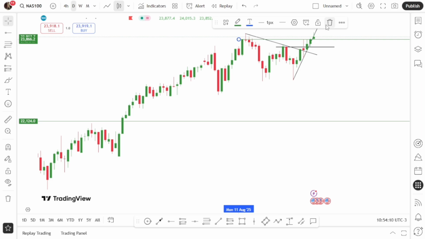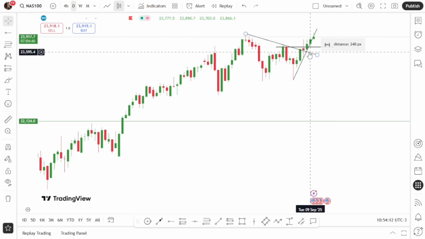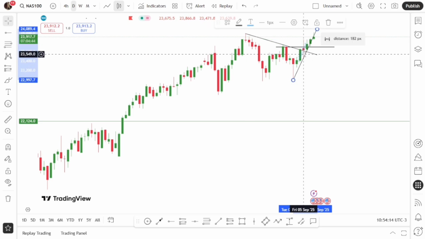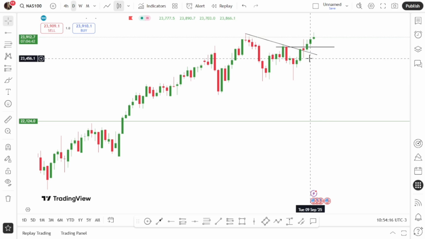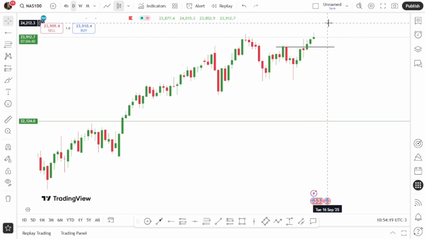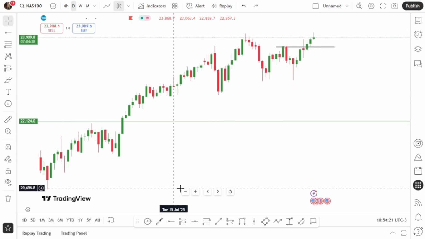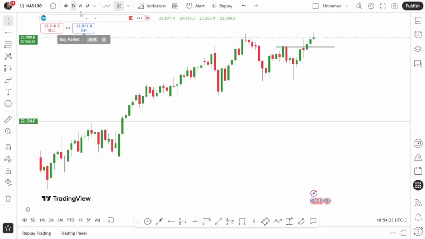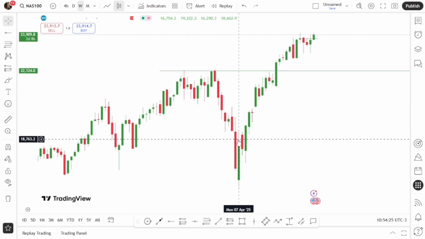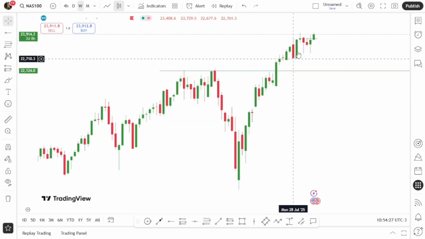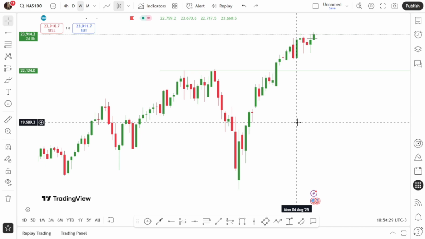Okay, guys, let me go back to the beginning of this trade on NAS100. On the weekly time frame, NAS100 is generally on a buy. And remember, I always tell you that when the market is buying, you should only be looking for buy opportunities, guys.